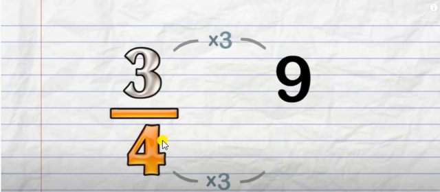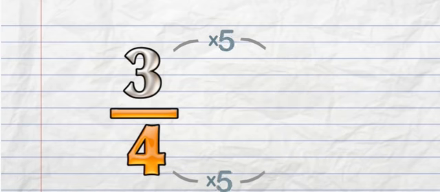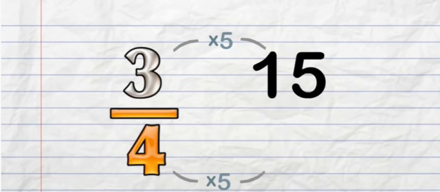Let's take another example. Here the fraction is 3/4, whereas the other equivalent fraction is incomplete. So first we will find out what number the numerator is multiplied by to get 9. 3 into 3 is 9. It means that 3 has been multiplied by 3 to get 9. So we will multiply 4 by 3 to complete the denominator. And what will we get? Yes, 12.